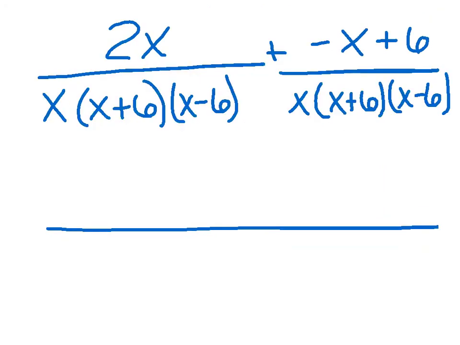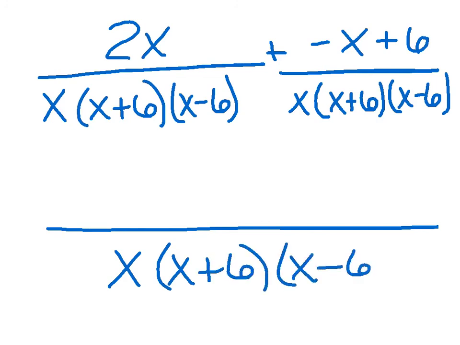All right, we've got our final cleanup here. Rewrite your denominator. And I'm going to put any like terms I have together. So I'm looking at a 2x and a negative x for a positive x plus 6.